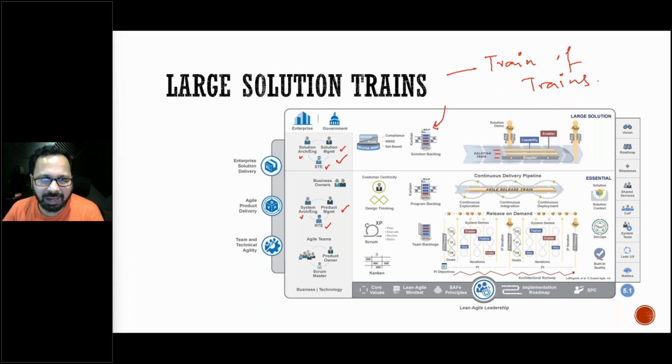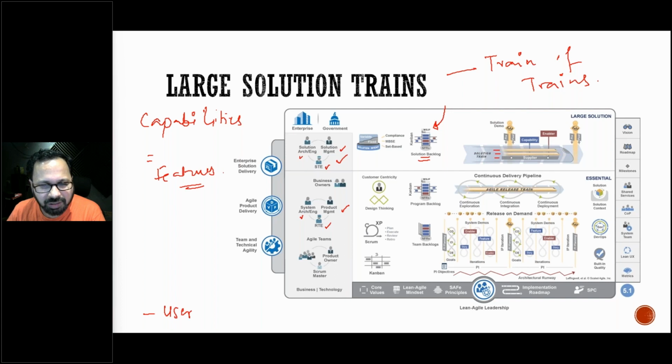They have their own backlog called the solution backlog. At a high level, what does a solution backlog contain? The solution backlog contains capabilities. What are capabilities? Capabilities are just about equal to your features. Now let me help you understand this. First, let us understand what a user story is. A user story is a small requirement from the user's voice, which can be completed within an iteration. What is a feature? A feature can be completed within a PI.